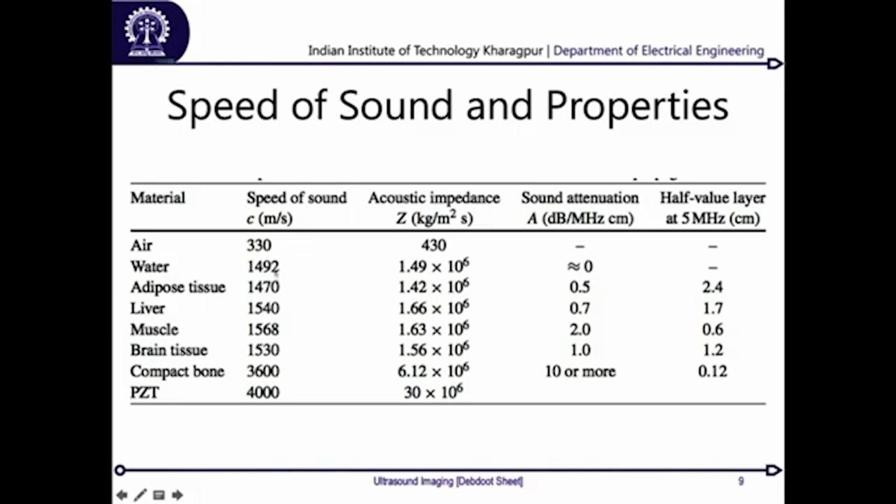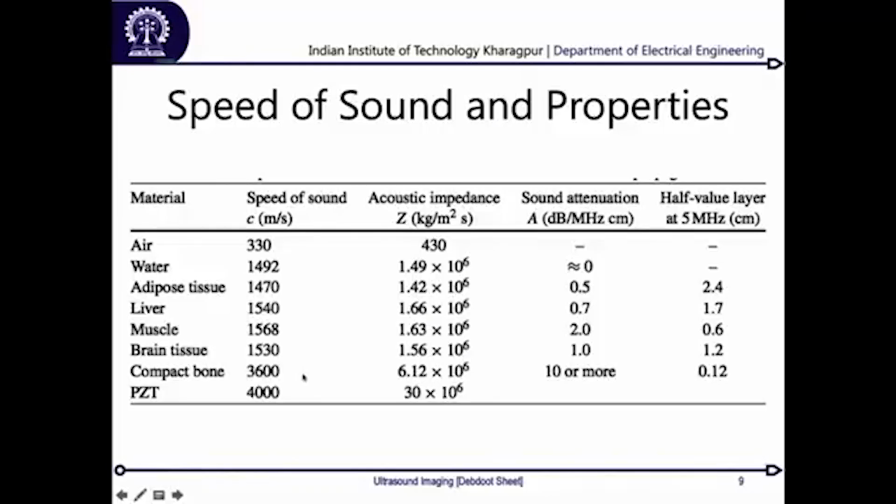It's just 22 meters per second of a difference over there, which is sort of negligible. On your liver you have a much higher speed of sound, and as you keep on going you would see that in compact bone it is the highest, 3600 meters per second, and this again concurs to our understanding that in solids the speed of sound is highest and in gaseous media the speed of sound is lowest.